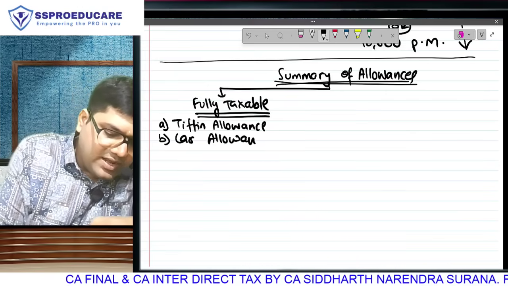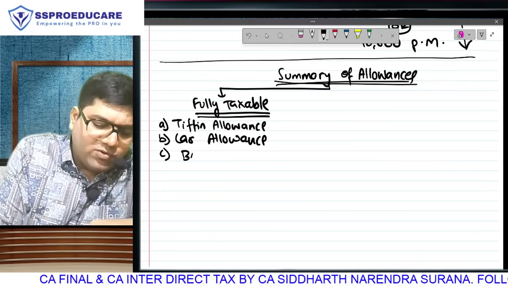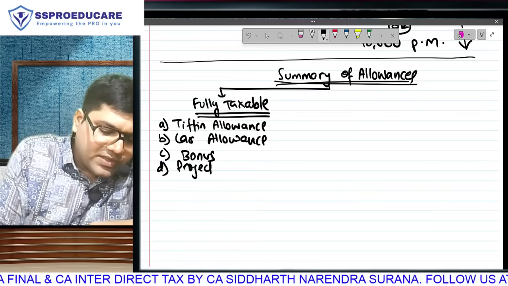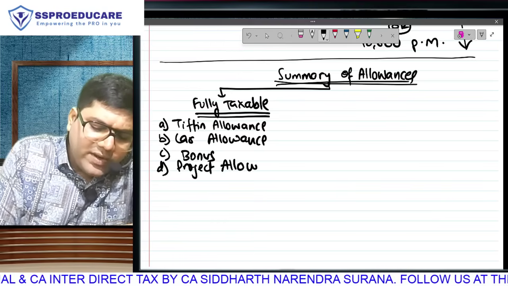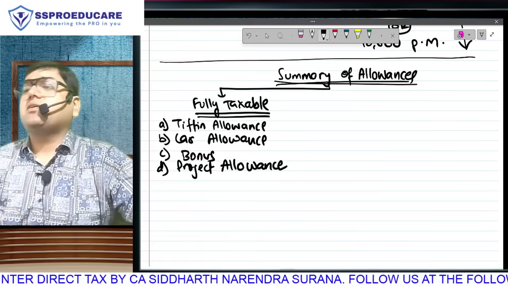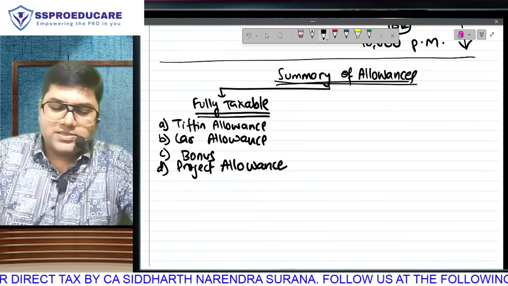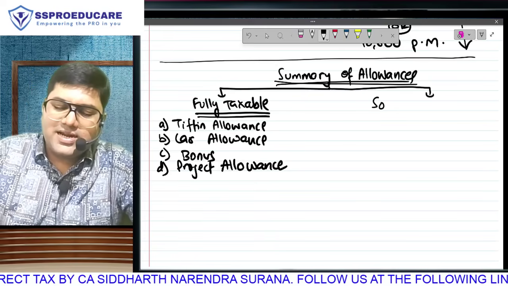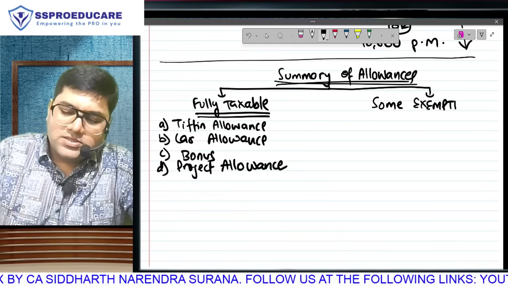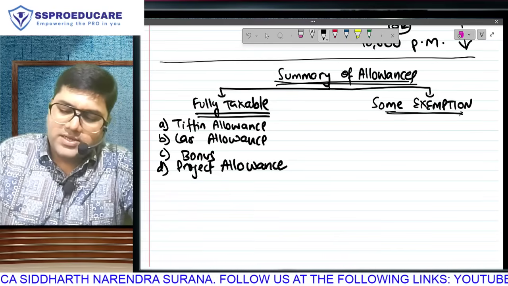Have we studied any exemption if your boss is giving you bonus, if your boss is giving you project allowance? Question is simple. Have I taught you any exemption? If I have not taught you any exemption, matlab this allowance is going to be fully taxable, because only selected allowances may we have been given some amount as exempt.